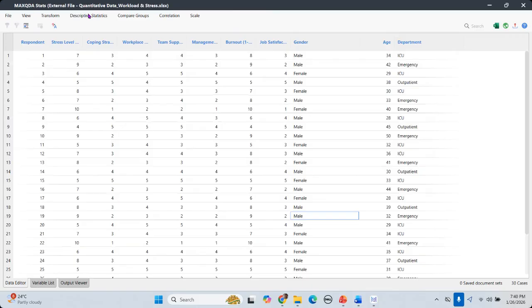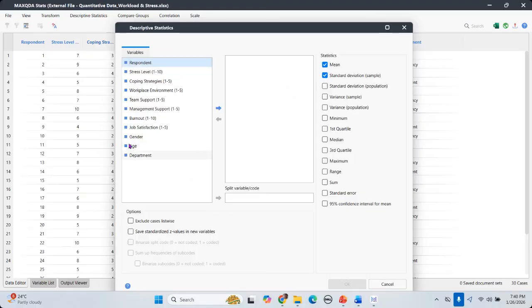Now, let's go to the descriptors. This time I want to prepare the descriptive statistics, like I want to understand mean. Okay. So just go to the descriptive statistics. Now, when it comes to the descriptive statistics, I have stress level, quantitative. Burnout, that is quantitative data, we have it. Age, we have quantitative data.